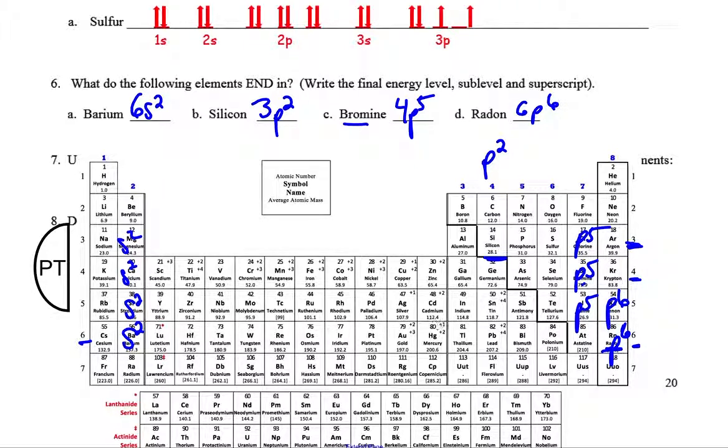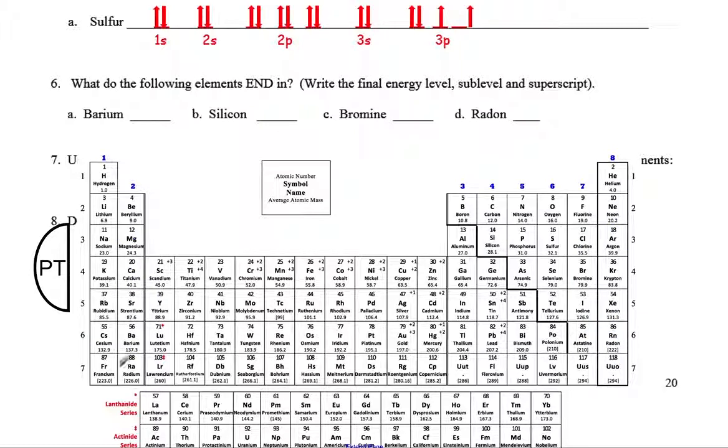The electron configuration, what they end in, determines the properties of these elements. So all these elements in the same group act the same way because they have the same electron configuration.